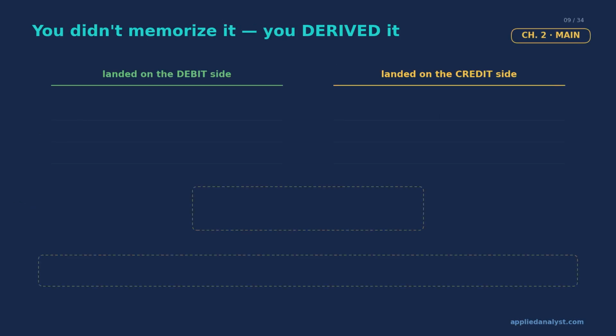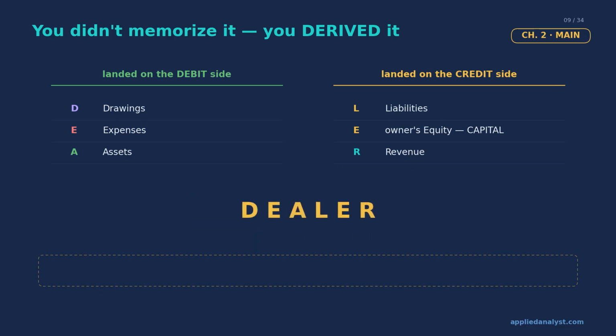Notice what just happened. Assets, drawings, and expenses landed on the debit side, DEA. Liabilities, owner's capital, and revenue landed on the credit side, LER. Put them together, dealer. One caution before we use it. That E is owner's capital specifically. Drawings and expenses are equity too, but their minus signs push them across to the debit side, exactly as the map showed. You didn't memorize that, you derived it.